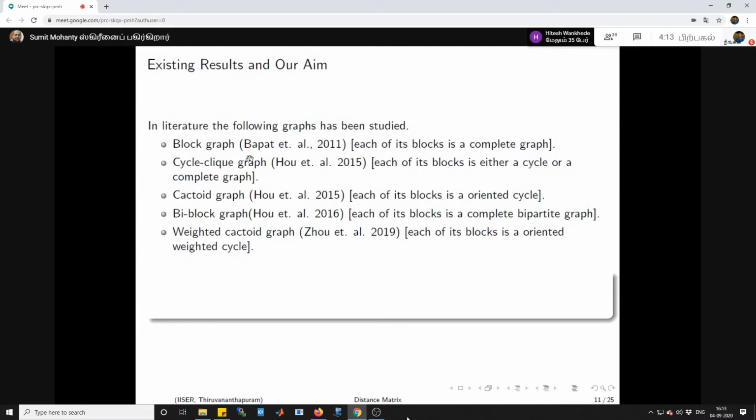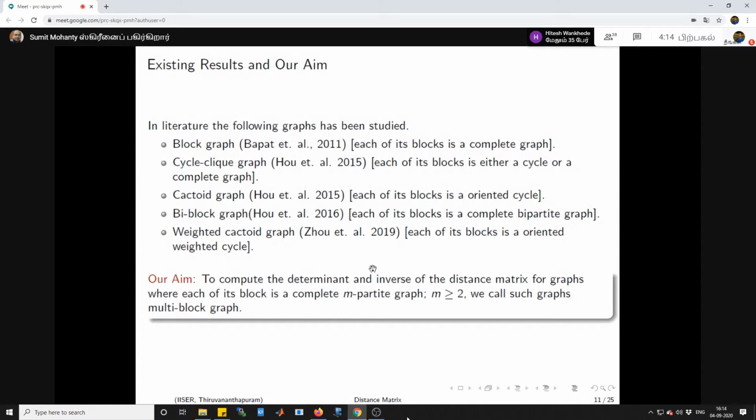Our aim is to replace each of the blocks with a complete m-partite graph, and we call such a graph a multi-block graph. That means each block is a complete multipartite graph, where m may be greater than or equal to 2. It's easy to see that any complete graph is also a complete multipartite graph, whenever each partition is of size 1. So in a way, we are extending this result of Bapat and this result for the complete graph and block graph.